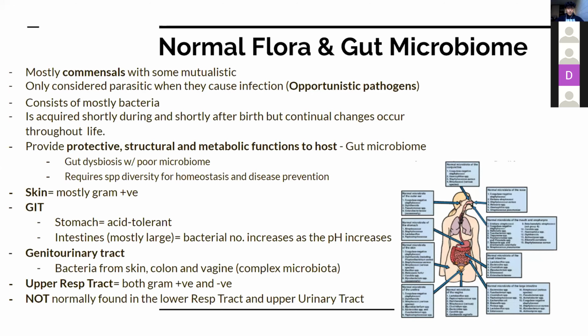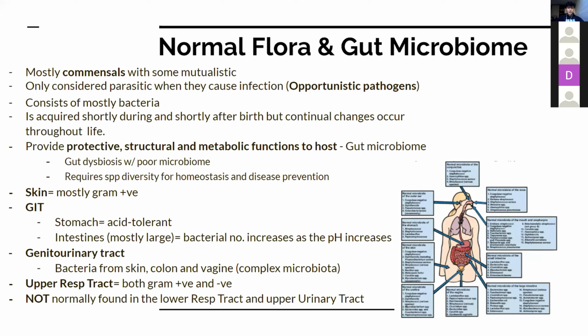So I've just put there, roughly, for skin, normal flora is mostly gram positive. In the GIT, most of the normal flora there are acid tolerant, and a lot of the pathogenic bugs in there often happen to be gram negative.